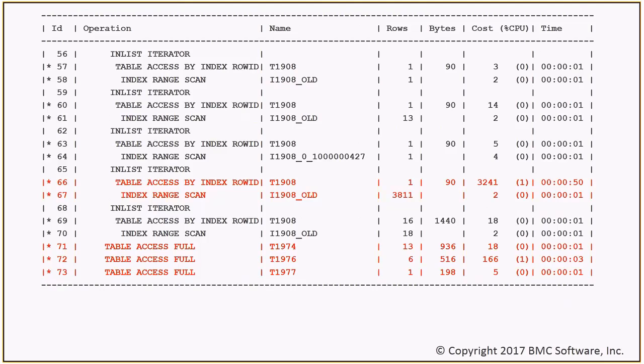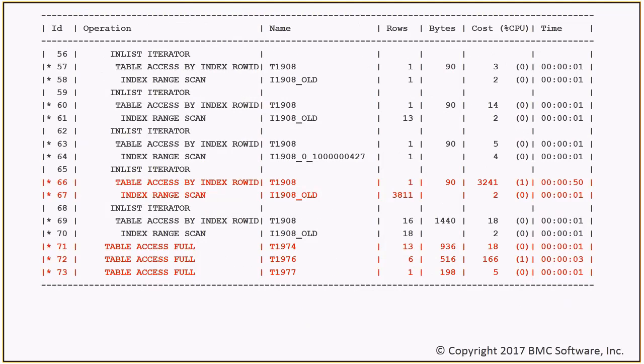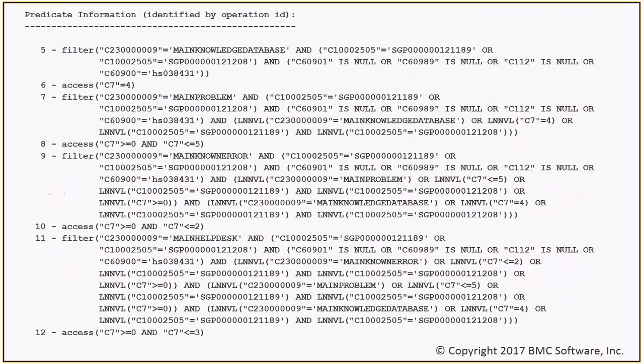Out of the 3,611 cost, the major contributor was in operation ID number 66 and 67, which is basically an index range scan on table T1908. The next one was, I would say, step number 72, the second last one on this page. The cost is 166, and it's a full table scan of T1976. So, this is the execution plan. A typical Oracle explain plan gives you not just the actual operations that are being performed on the different tables, but it also gives you the predicate information, basically what happened in those steps.